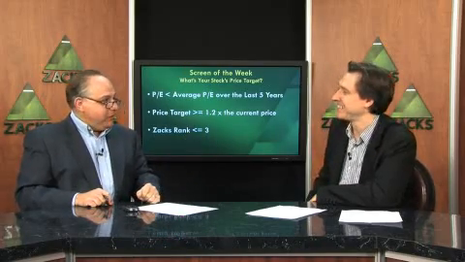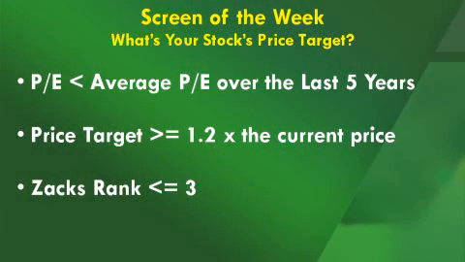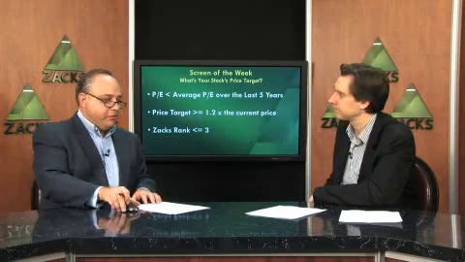Nice. So what about screen parameters here? All right. The screen I'm running today is a pretty simple screen. I am first looking at the PE ratio. I want the PE ratio to be less than the average PE over the last 5 years. Next, I want the price target, that calculation we just did, to be greater than 1.2 times the current price. And of course, I am using the Zacks rank, and I want the Zacks rank to be less than or equal to 3.